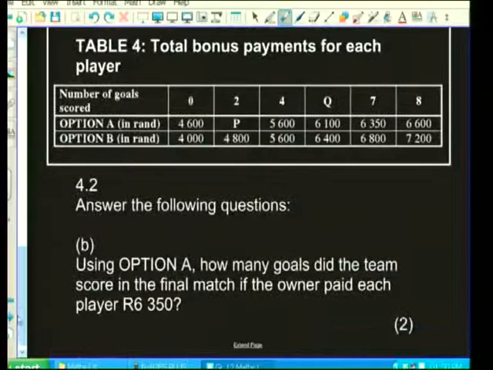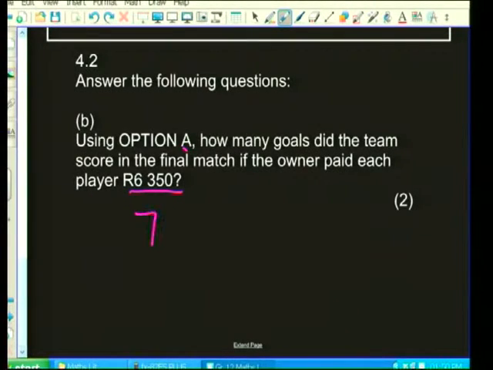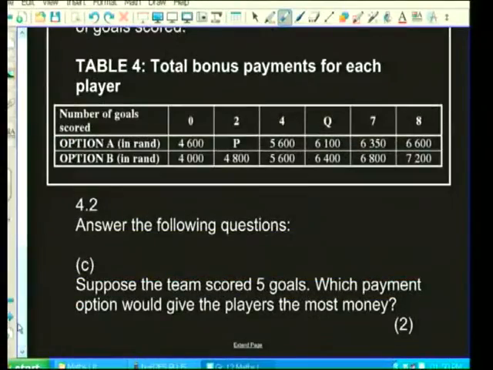Next part of our question. Using option A, how many goals did the team score in the final match if the owner paid each player 6,350? Now we can go to our table and see, is that number on the table? Then we don't even have to do any calculations. So we're looking at option A, and can we find 6,350? We can. So clearly the answer to that is 7 goals. Now that was a good game for them. They scored 7 goals.